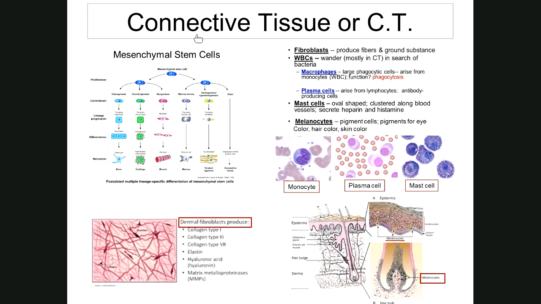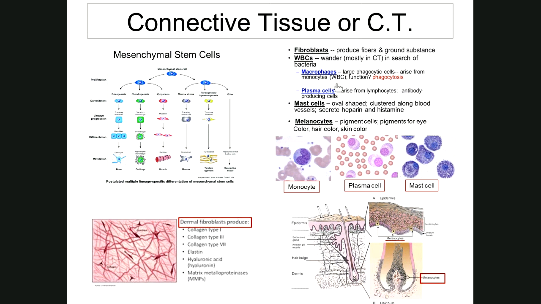Now you have a word which is at the top here, fibroblast. There it is. It's already in your notes, though. Fibroblasts produce fibers and ground substance. So my definition here is produce fibers. They're large flat cells, and they produce hyaluronic acid, which is a ground substance, the background substance that these fibers are sitting in, and the collagen, elastic, and reticular fibers.